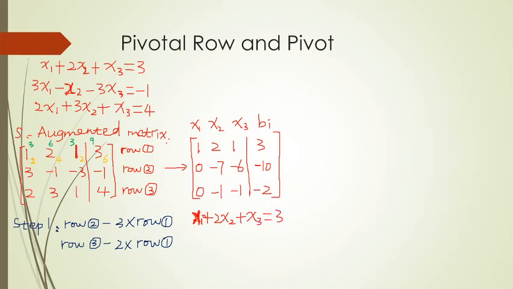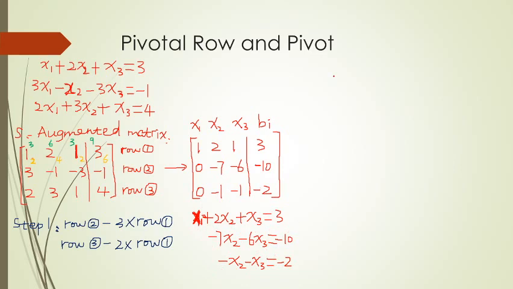And then what is the second equation? That is 0 times x1, so it's 0, minus 7x2 minus 6x3 equals minus 10. What is the third equation? Minus x2 minus x3 equals minus 2. So that is the same as we did before, okay? We get the new equivalent system.